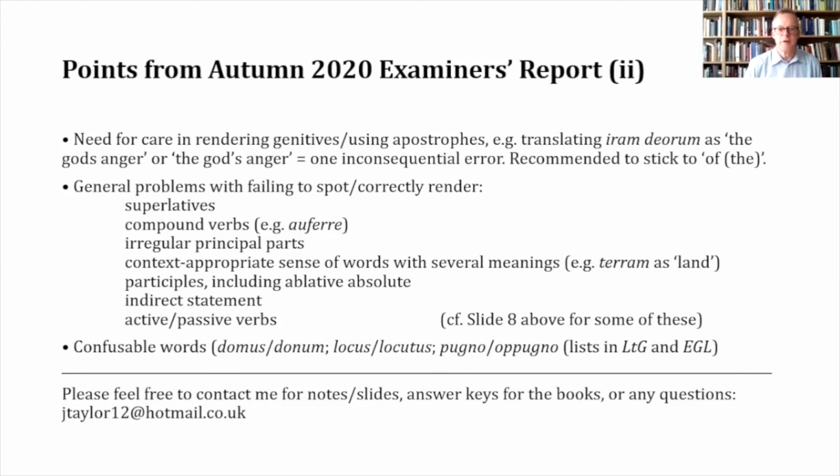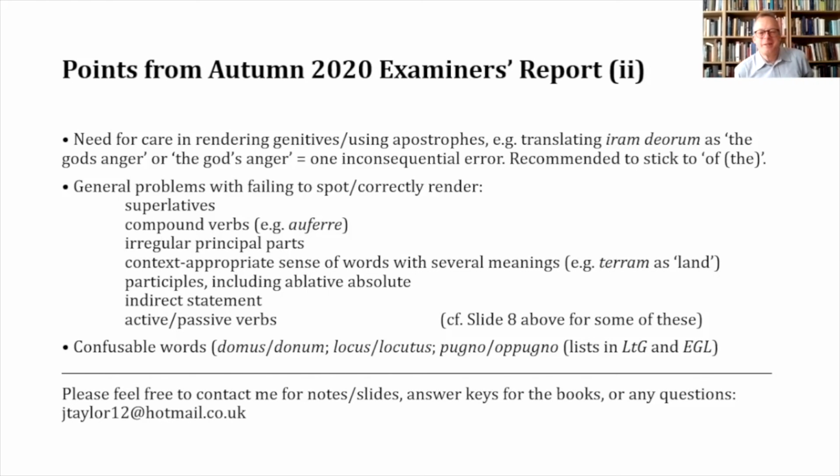Just a couple more points from that examiner's report. There's a need for care, they stress, in rendering genitives and use of apostrophes: irae deorum, the gods' anger, or the god's anger, one inconsequential error. Well, okay, it's only an inconsequential error, but it could contribute to you losing a whole mark if it were combined with another one. They recommend sticking to "of", which is slightly defeatist, but probably is the best thing to get people to use apostrophes properly in English.